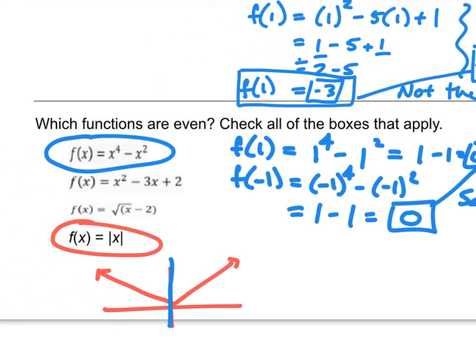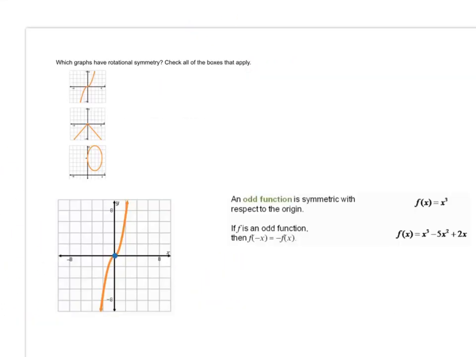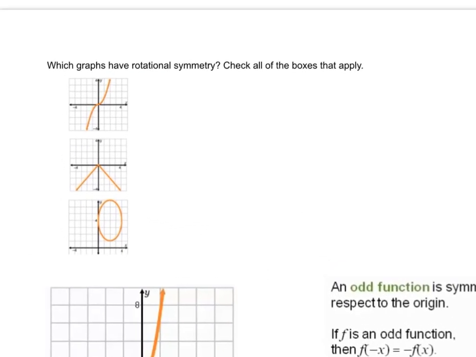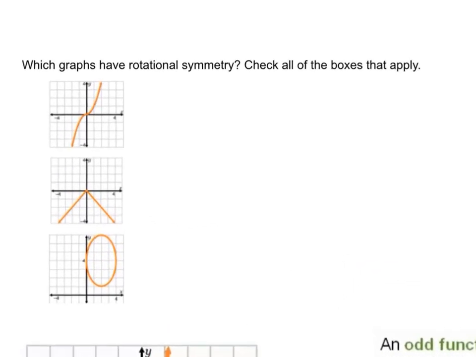Let's go to the next page. On this page, we need to talk about what's called rotational symmetry. Rotational symmetry means that the graph can be rotated.